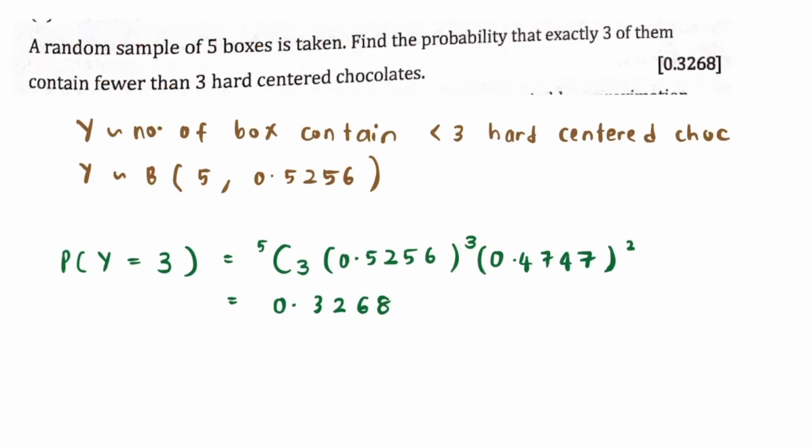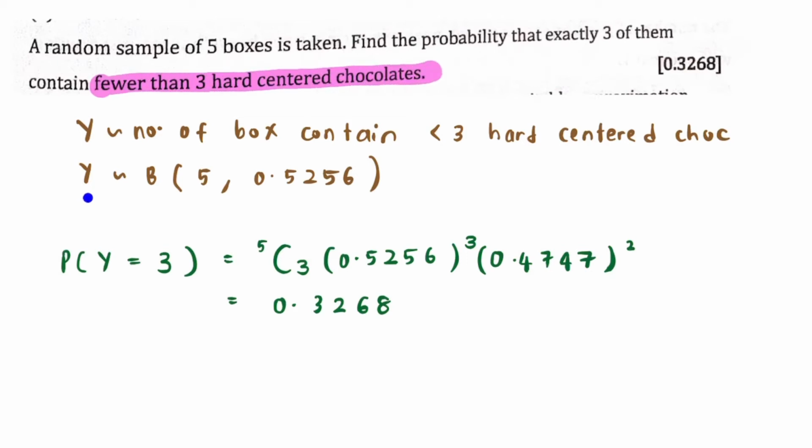Okay, the next question. A random sample of 5 boxes is taken. Find the probability that exactly 3 of them contain fewer than 3 hard-scented chocolates. So in this case, you have a new random variable. Let's say we denote it as Y. Y is the number of boxes containing fewer than 3 hard-scented chocolates, because this is mentioned in the question.